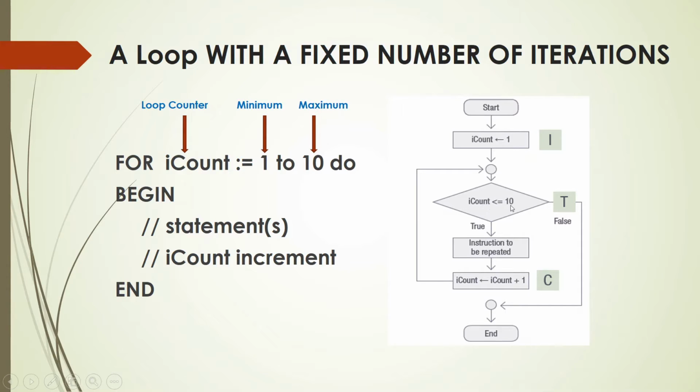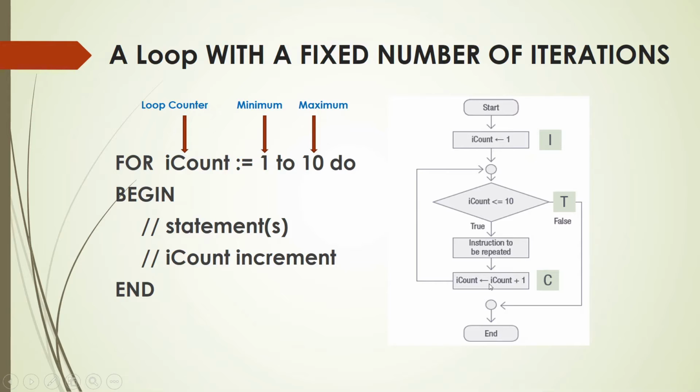Is iCount less than or equal to 10? True. It executes the statements inside the begin and end block. My counter then gets incremented by 1. I go back up and i now becomes 3. I then test, is iCount less than or equal to 10. True. If it is true, I execute the statements inside the begin and end block, and the value of iCount now goes to the next value.